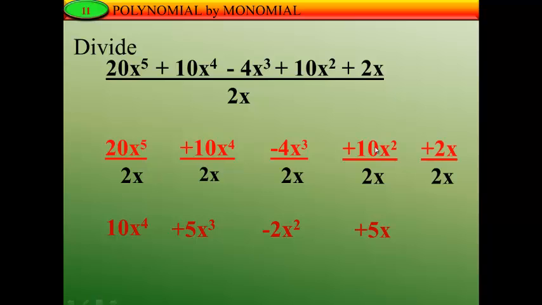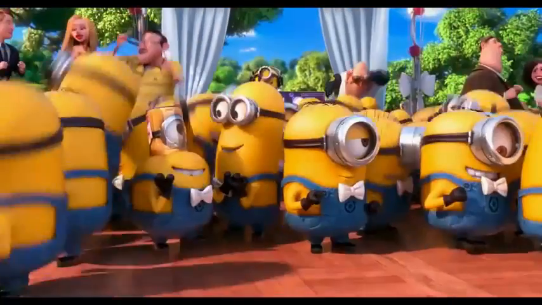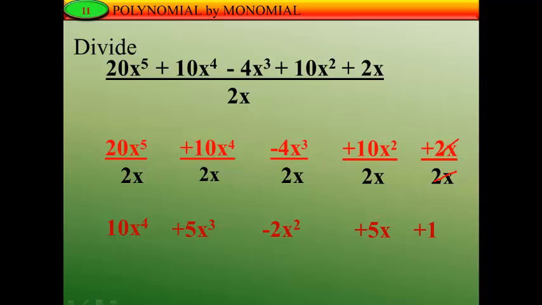You have to remember that we are dividing 2x by 2x. If we have the same numerator and denominator, we can just cancel this one out, and then the answer will be equal to 1. Okay, it's not equal to 0. It should be equal to 1.